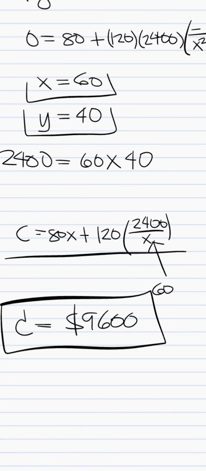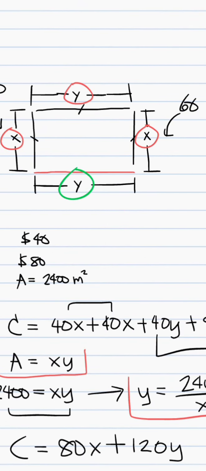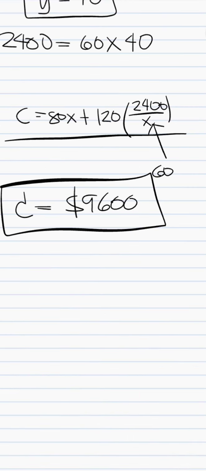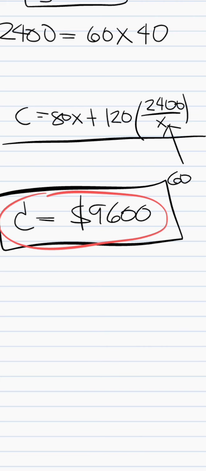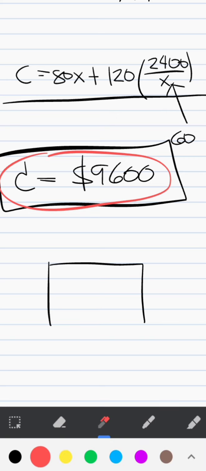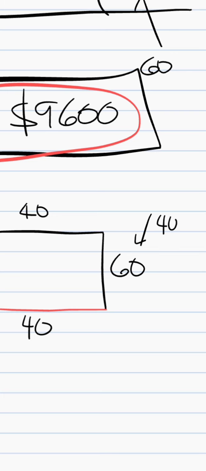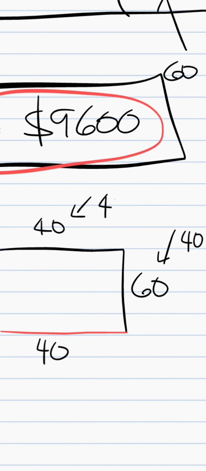So this is now the minimum cost, the minimum expenses that we will have when we fence this lot having an area of 2,400 and having a cost of 40 for the three sides and 80 for the front. So now, how do we check if our answer is correct? How do we know that this is really the minimum cost, the minimum expenses? So let's explore our given again. Still, the price is $40 on this, 40 on this, 40.